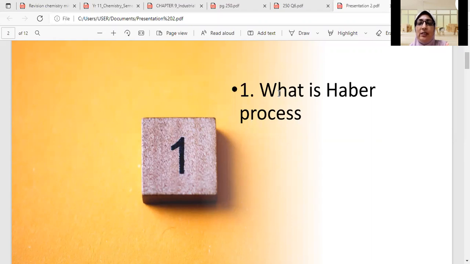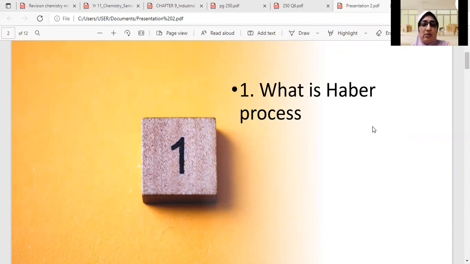In the last lesson, we learned about the Haber process and fertilizers. Let us do a quick recap of what we learned in the previous lesson, and then we will move on to today's lesson. After the recap, we will be learning about the properties and uses of sulfur, sulfur dioxide, and sulfuric acid. That will be subunit 9.4. All right, so let's look at the first question.